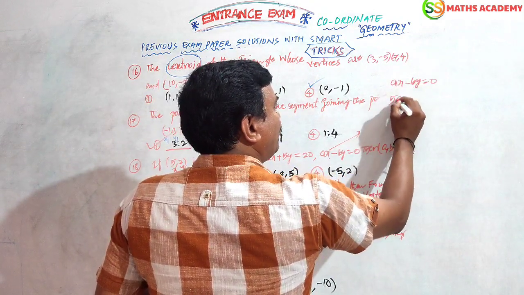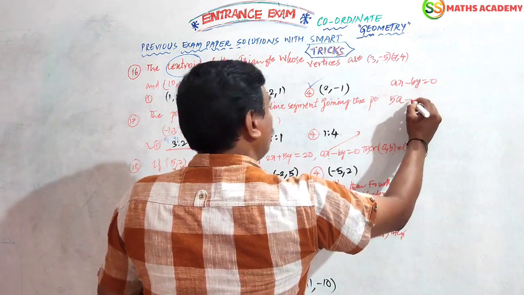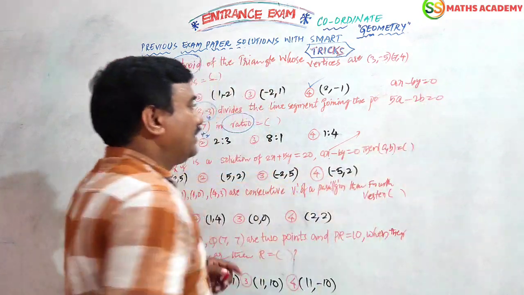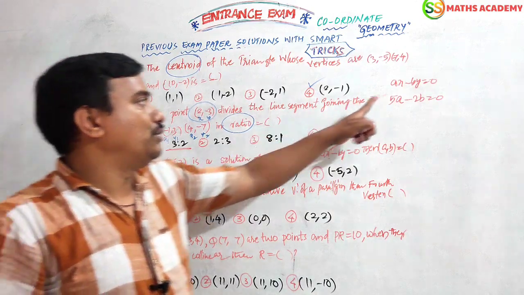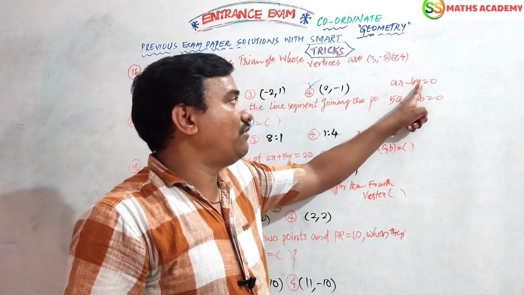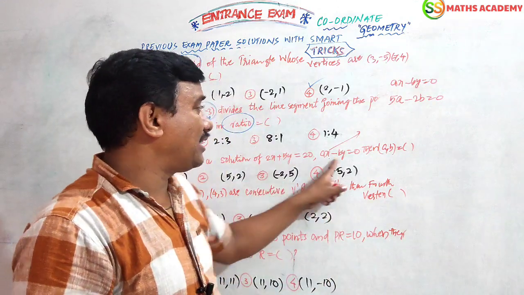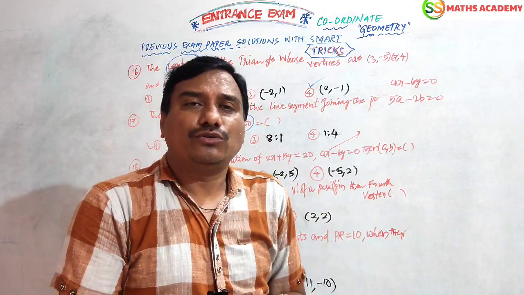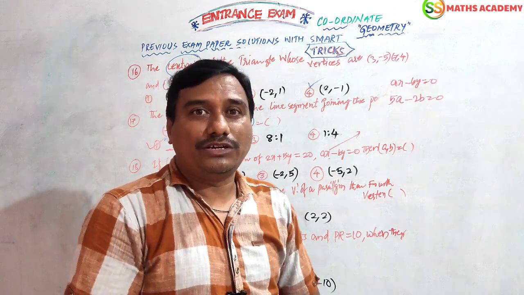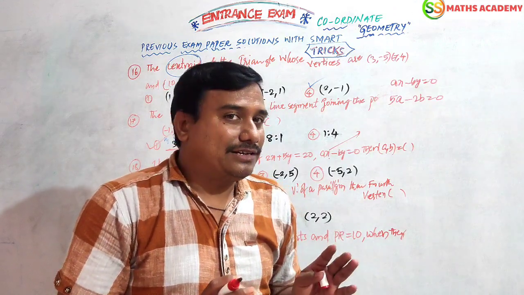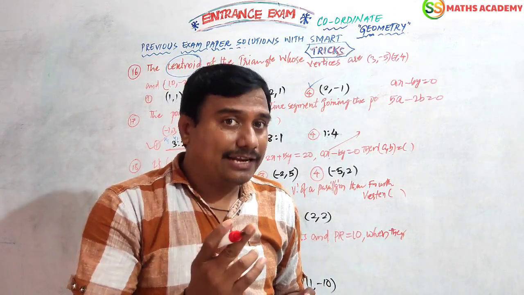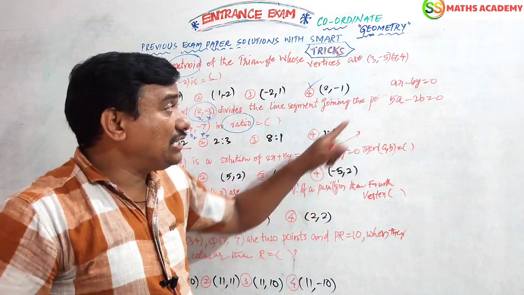X value 5, 5 into a, 5a. Y value 2, 2 into b, 2b. So 5a minus 2b, in terms of a and b. We could not find it from equations 1 and 2 because it is not possible, but there is logic: the trial and error method, whichever satisfies this equation.